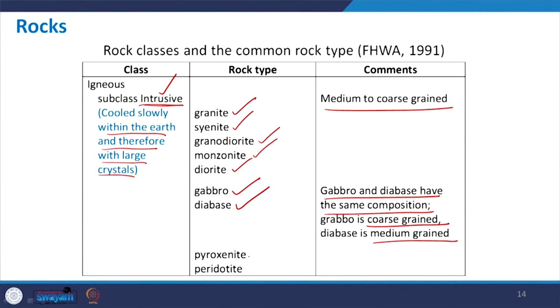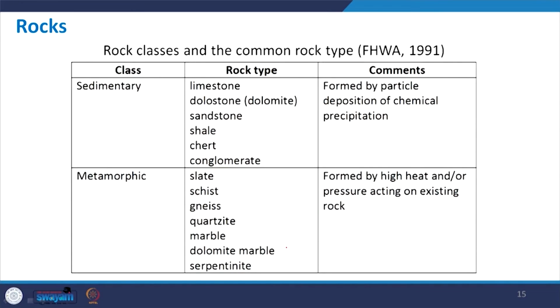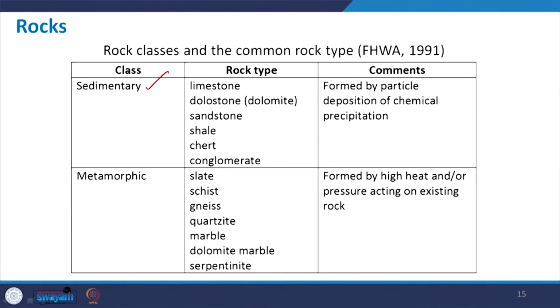Then the other types of rocks are pyroxenite, peridotite. Let us go to the next category, the sedimentary class, and these are formed by the particle deposition or chemical precipitation. These include limestone, dolomite, sandstone, shale, chert and conglomerate.